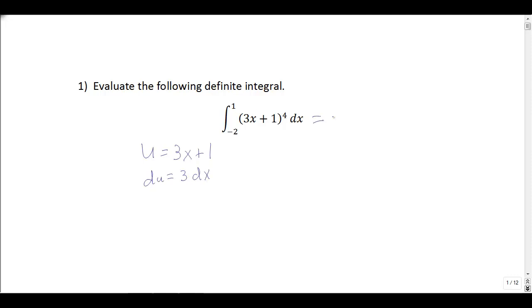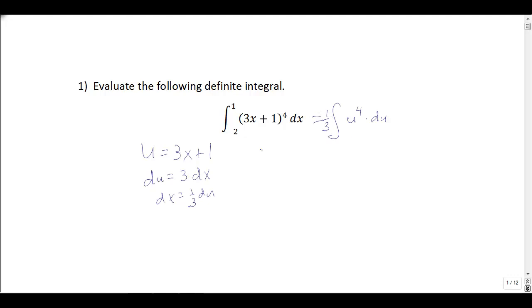So when we substitute those in, (3x plus 1) to the 4th becomes u to the 4th. For dx, well, we have du equals 3 dx, so we'd like to have a 3 with the dx. We can compensate for a lack of a 3 by putting a 1/3 here, and we'll get a du. Another way to look at that is that dx would be 1/3 du, but I wrote the 1/3 out in front.